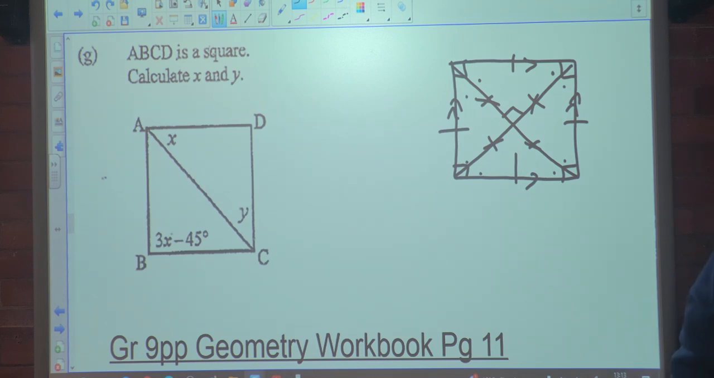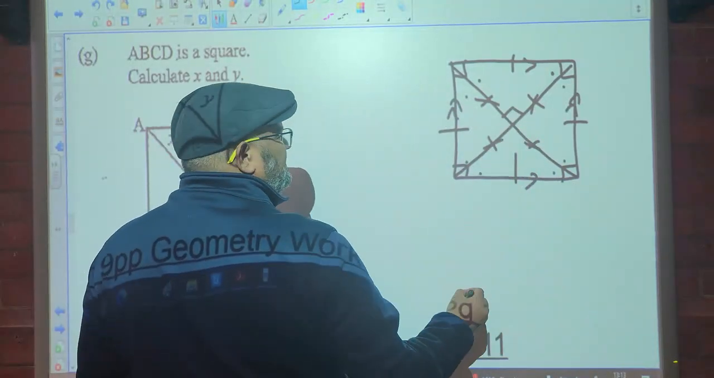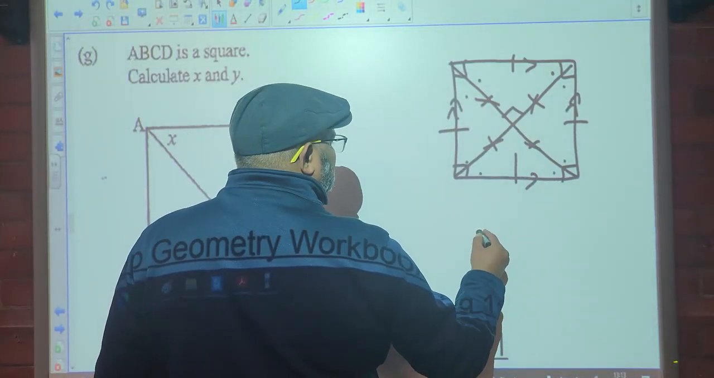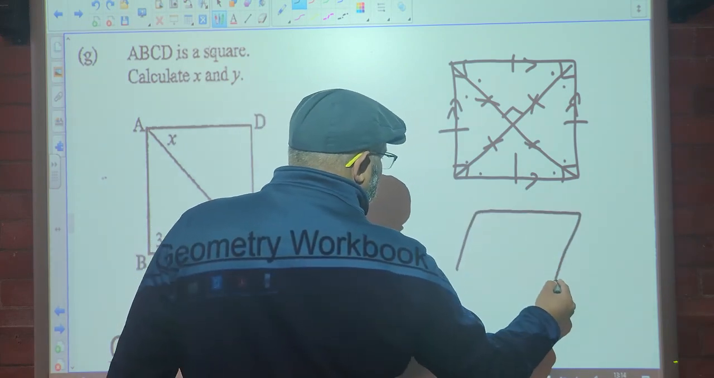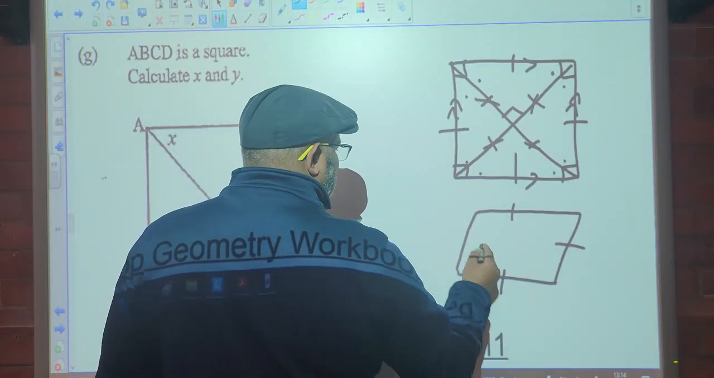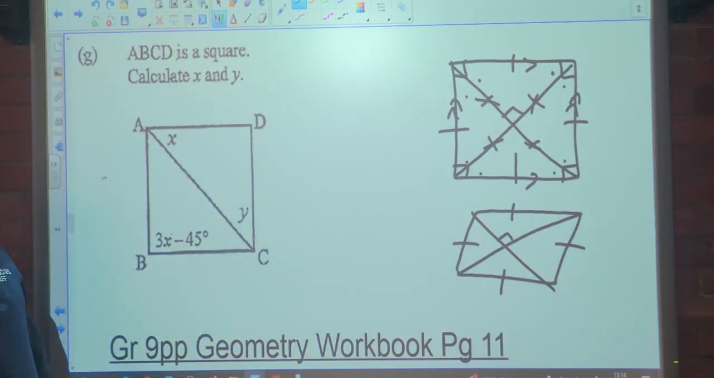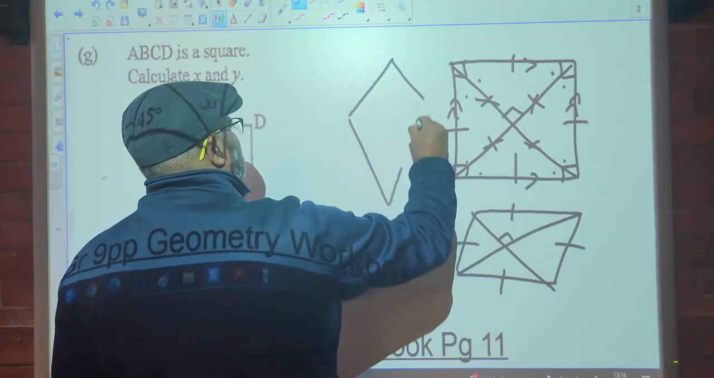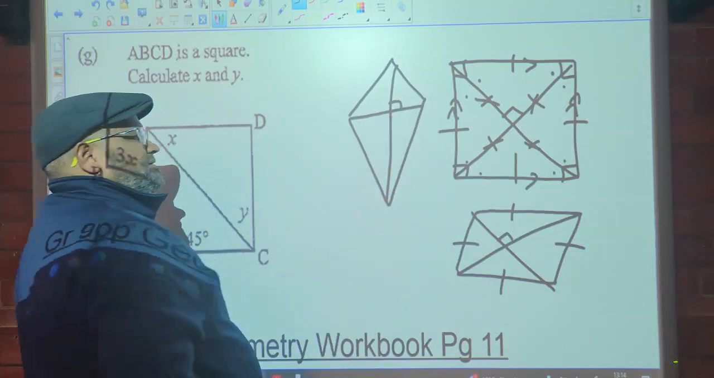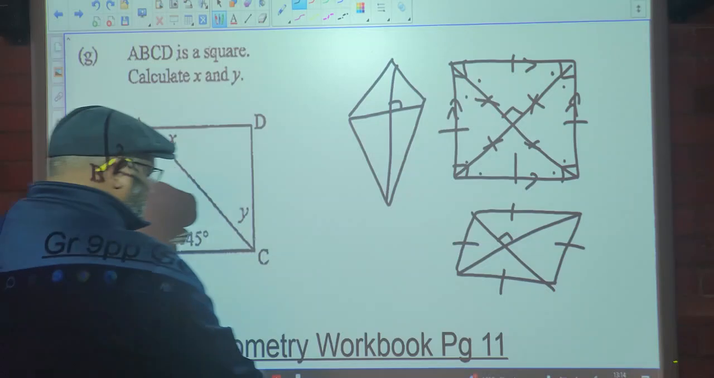Okay. There's only 3 shapes where the diagonals are perpendicular. One is a square, the other one is a... We just wrote it down earlier on. The rhombus. And there's one more. I'm not going to waste time on you guys. The other one is the kite. Okay, there are 3 shapes where the diagonals are perpendicular. Please note this for the exam.